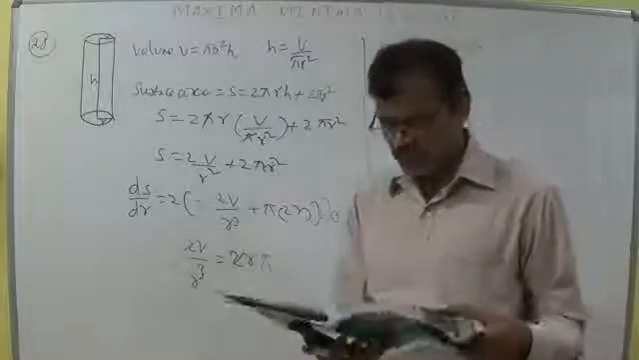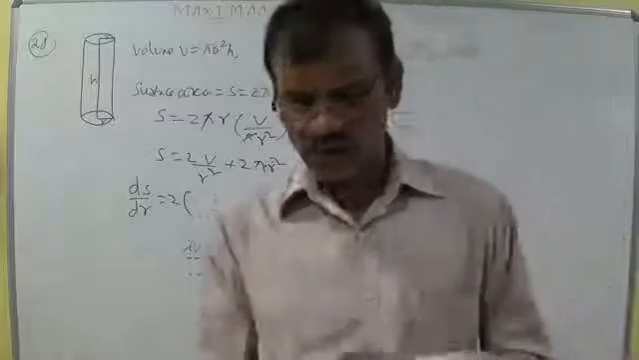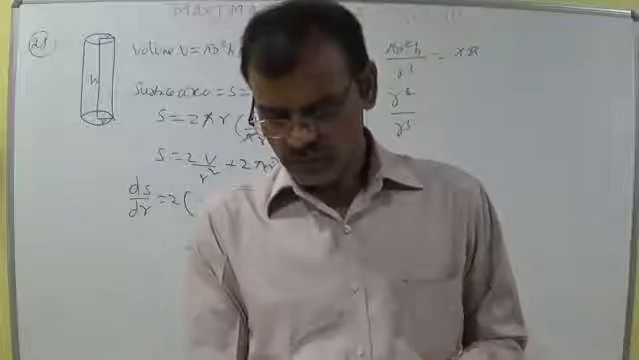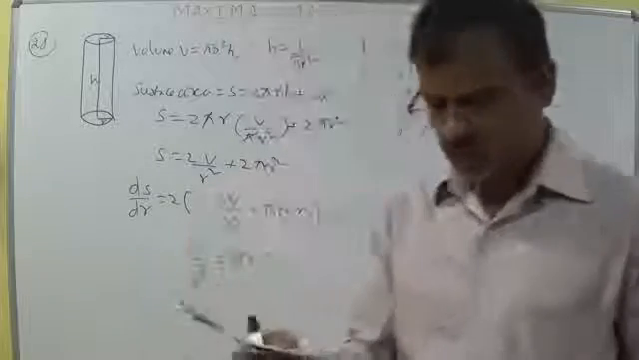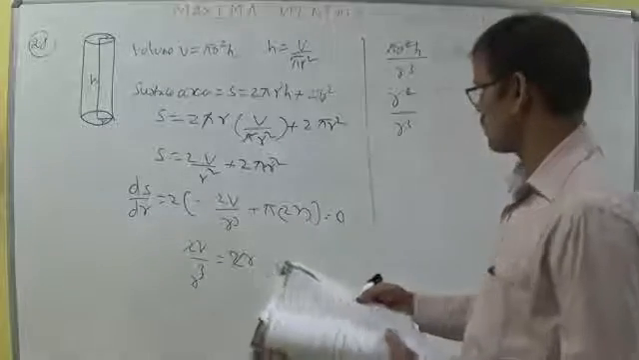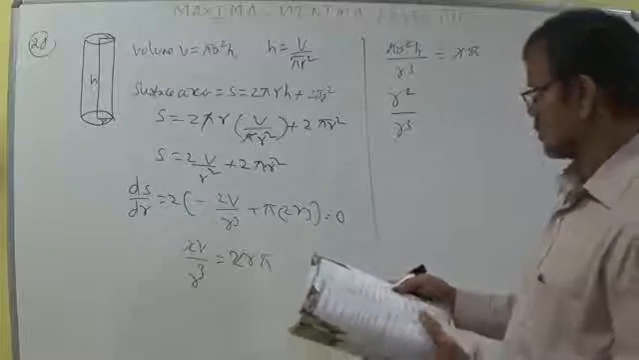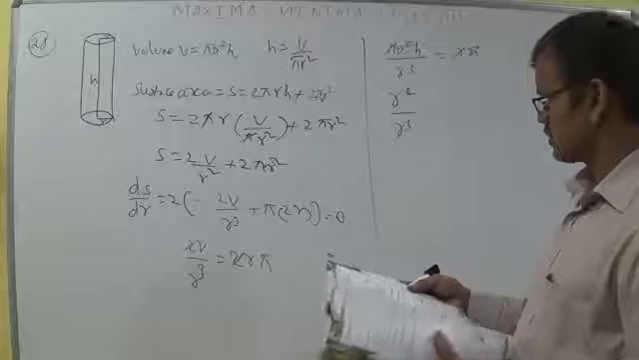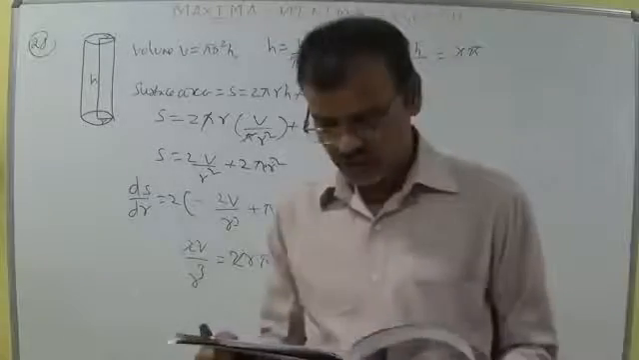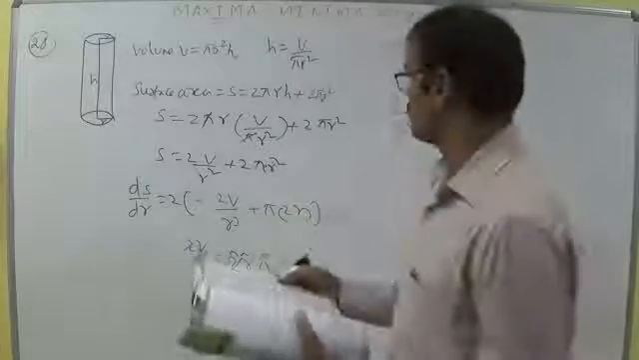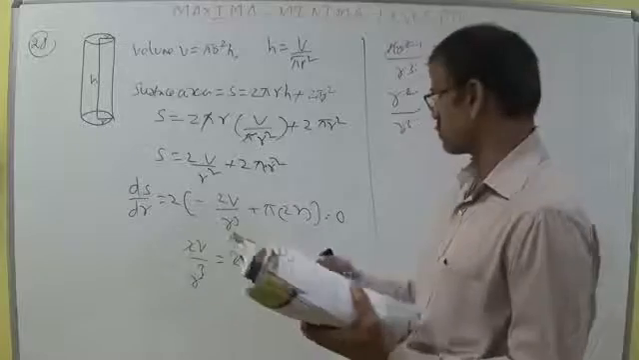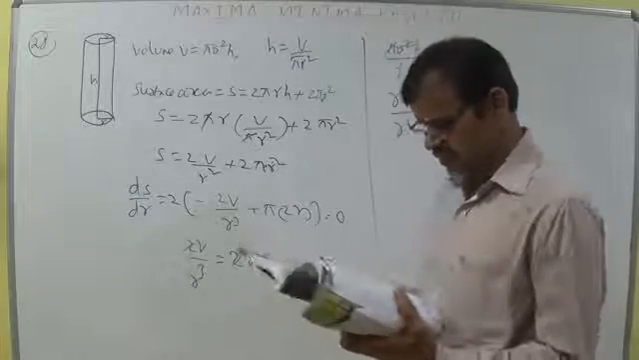Let us discuss the cylinder. Correct only. 2 pi, 2v by r, everything is right. S is equal to 2 pi r h plus pi r square. 2 pi r into v by pi r square plus 2 pi r square, everything is okay.